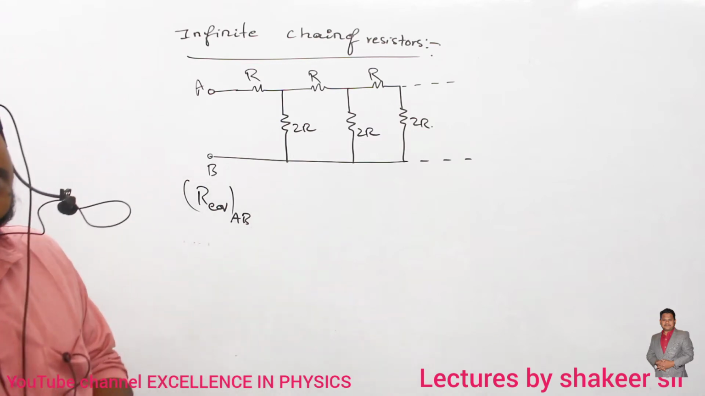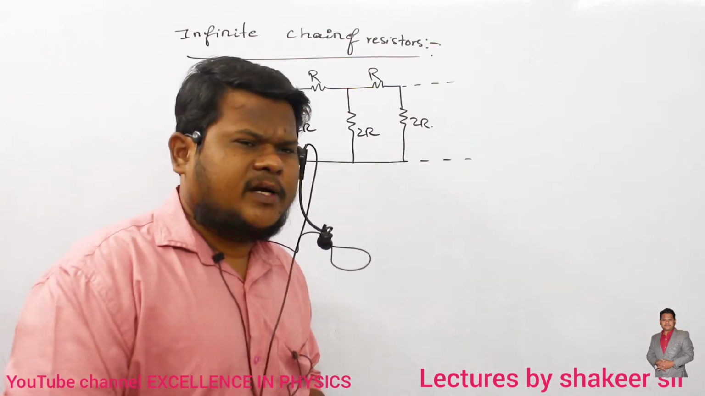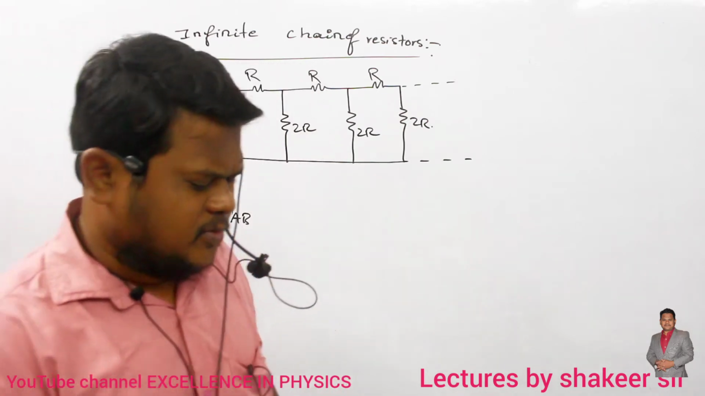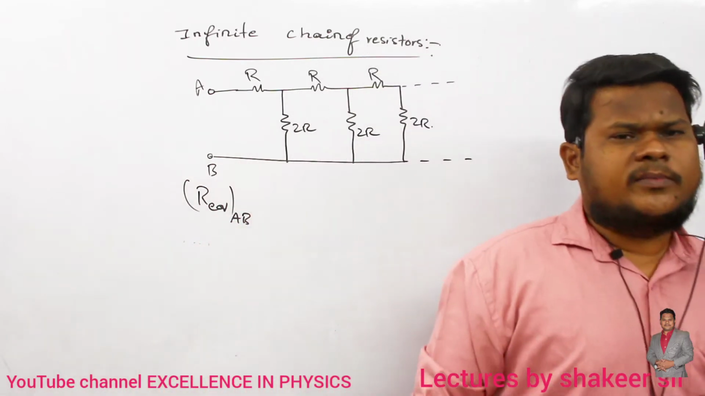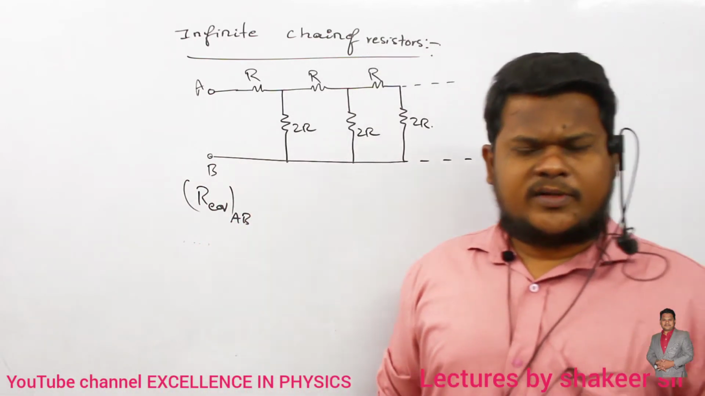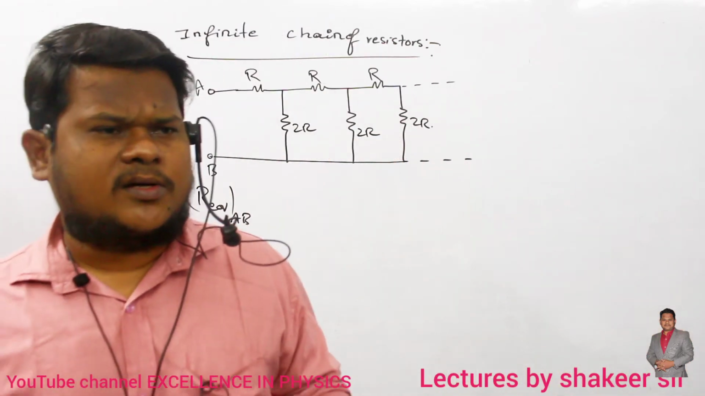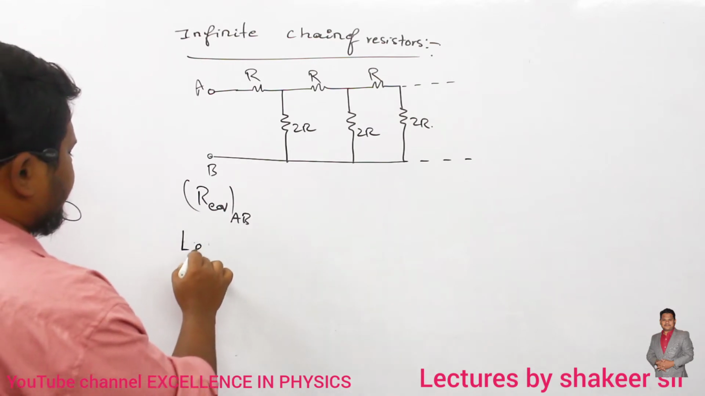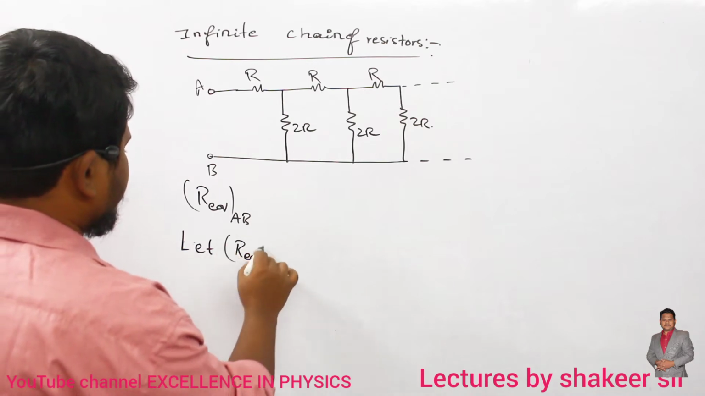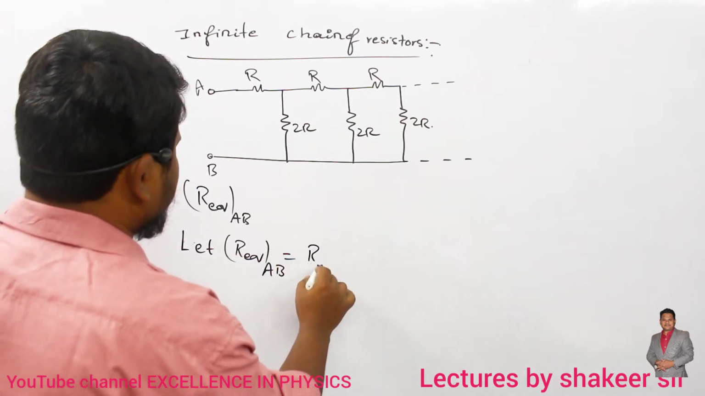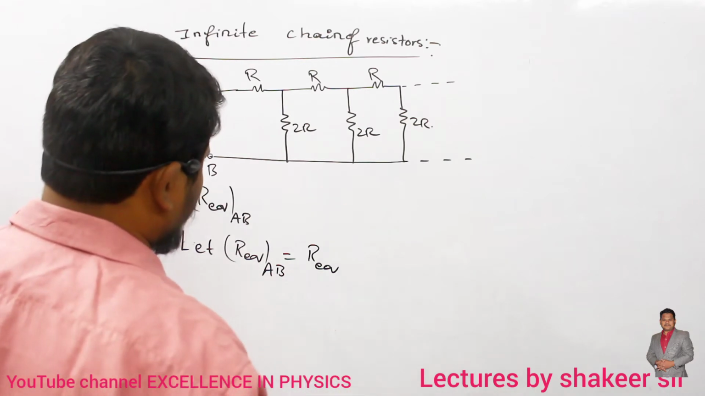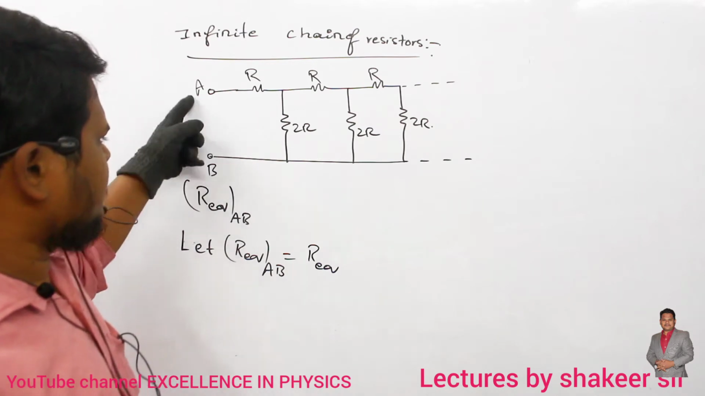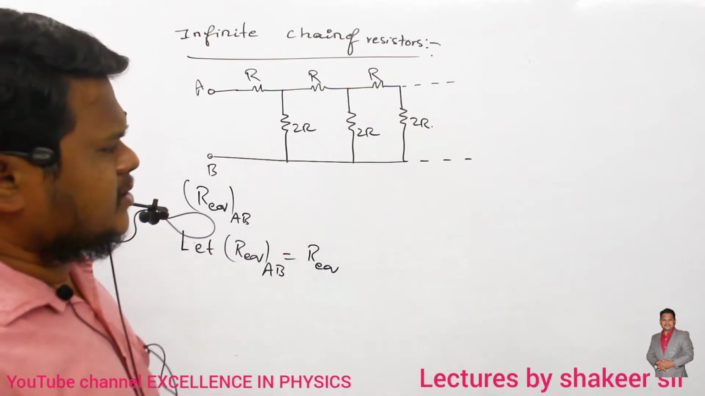See, if resistors are infinite, even if I add one branch or remove one branch, total resistance is not going to change. Are you able to understand? If I add or remove one branch, total equivalent resistance of the circuit is not going to change. So based on that logic, we are going to solve this problem. Let the equivalent resistance between A and B be R equivalent only, or you can call it R naught, R dash, whatever it may be.